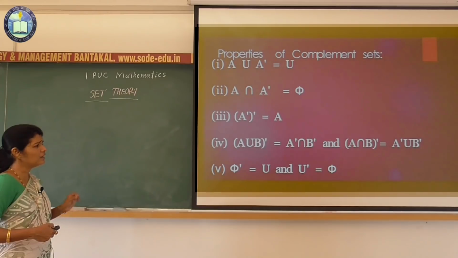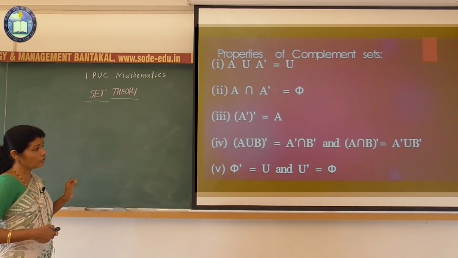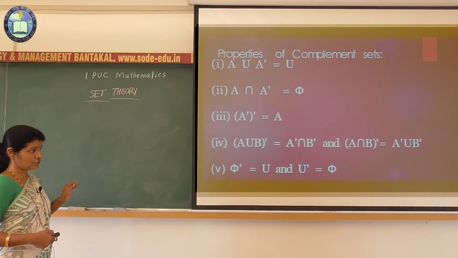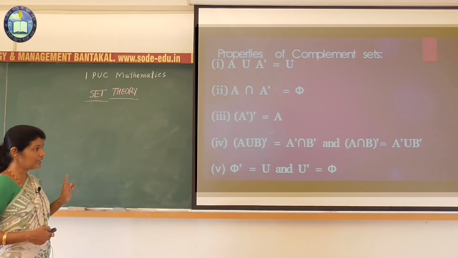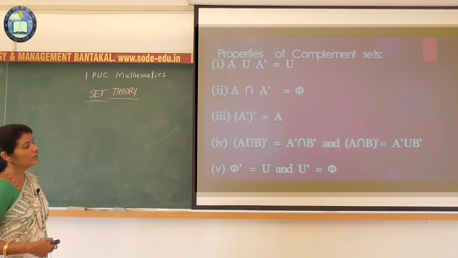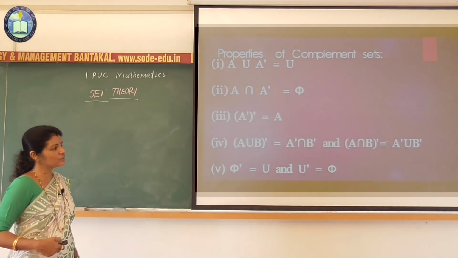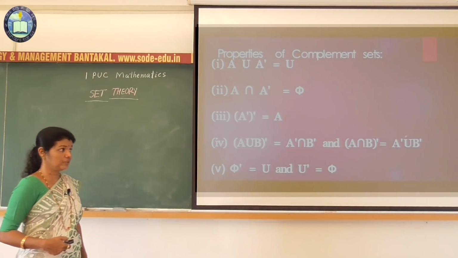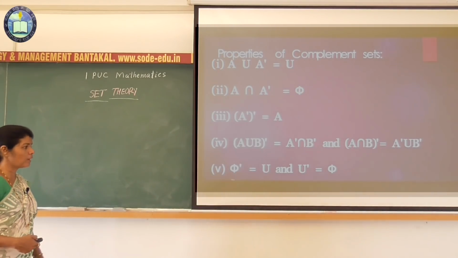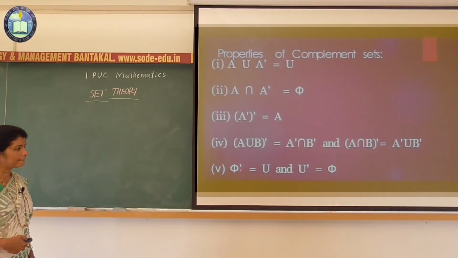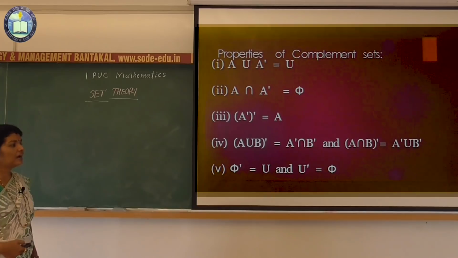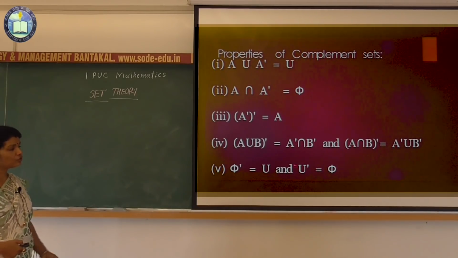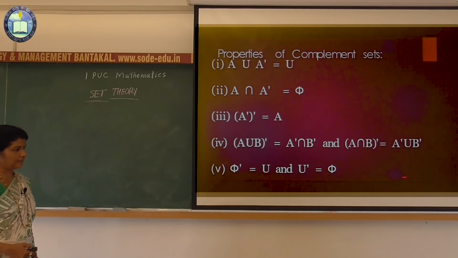See, if you observe, if it is union on the left side, after applying the property, it is intersection. Remember this, both cannot be the same. Left side it is union, right side it is intersection. Here also, left side it is intersection and right side it will be union. Remember that, okay? Now the last property: phi dash means complement of the null set, that is the universal set, and U dash, complement of the universal set, is the null set.